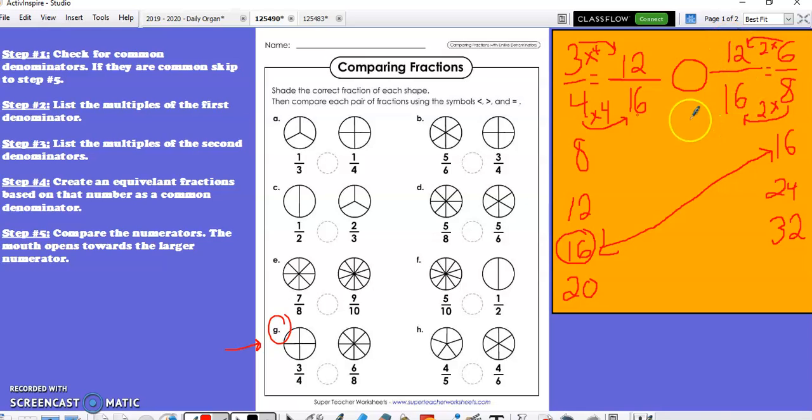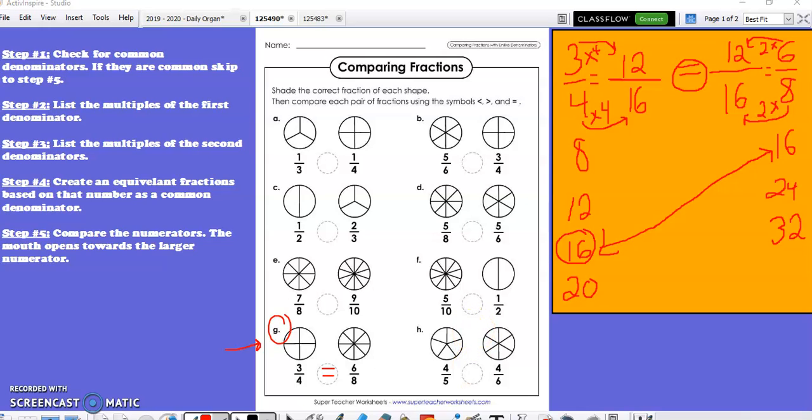Now in this case, I'm done with the first 4 steps. We've created equivalent fractions, and I can compare the numerators. The hungry alligator will eat the bigger number. In this case, 12 is my numerator, and 12 is my numerator. So, these are equal. This is an equivalent fraction. 3/4 is equal to 12/16, and 6/8 is equal to 12/16. And when I compare these fractions, that means 3/4 and 6/8 are equivalent fractions.